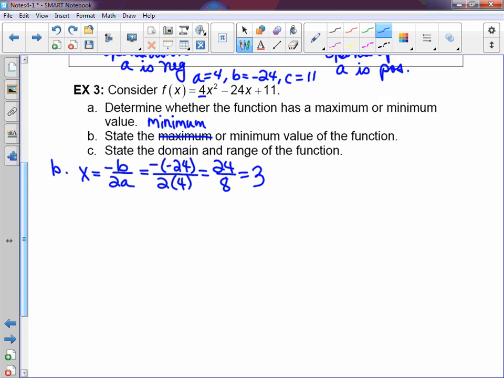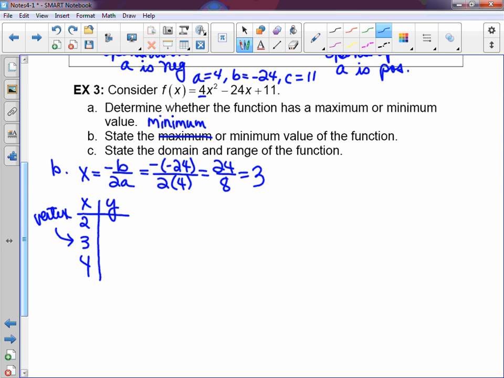Wait, why wouldn't it just be 11? Because C is 11 and that's the y-intercept. That's the y-intercept. It's not what we're looking for. No, we're looking for the vertex. Yeah, could they be the same? Yes, but we don't know until we plug. What do we want to do? We want to do 2, 3, and 4? Because we already know this is our vertex.